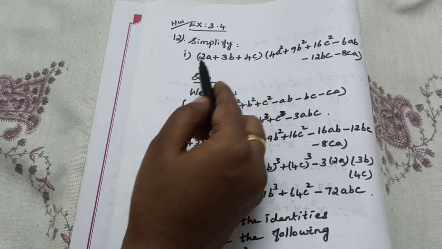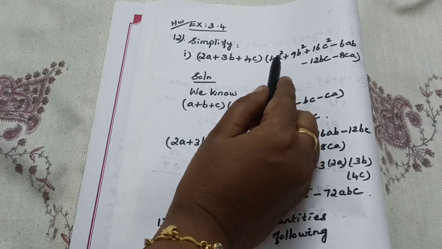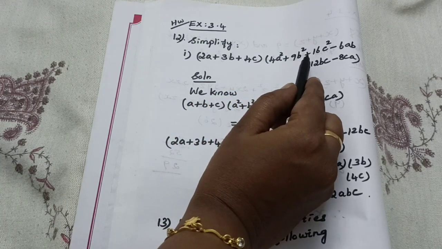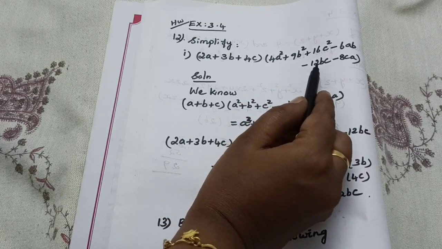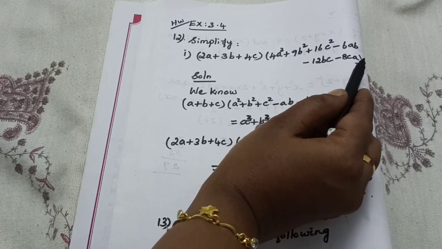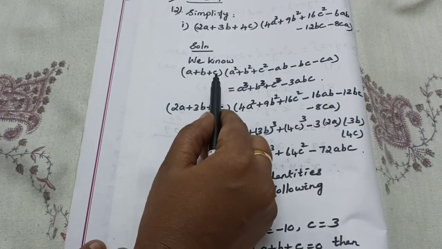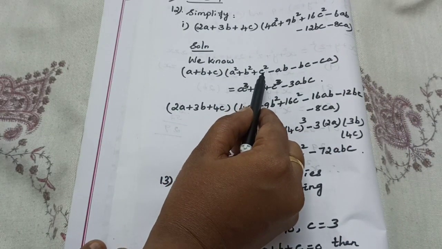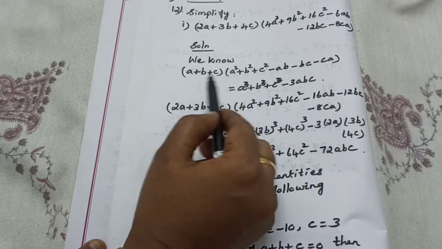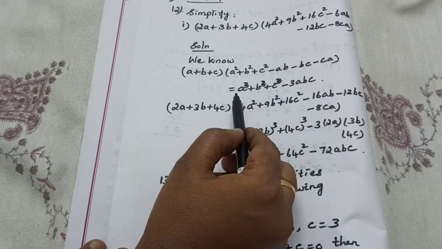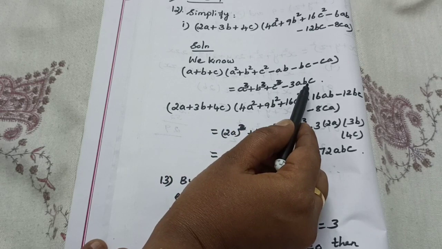12th sum. Simplify. First one: 2a plus 3b plus 4c into 4a square plus 9b square plus 16c square minus 6ab minus 12bc minus 8ca. Okay, this is of the form a plus b plus c into a square plus b square plus c square minus ab minus bc minus ca. What expansion is this one? a cube plus b cube plus c cube minus 3abc.